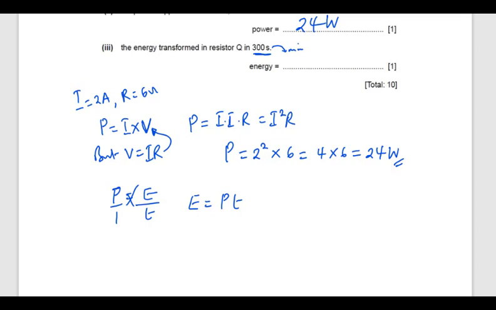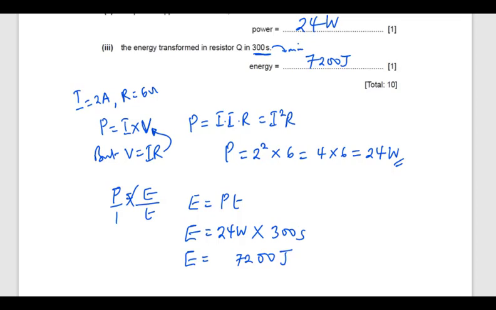So the energy transformed in resistor Q will now be the power supplied to Q, which is 24 watts, multiplied by the time, which is 300 seconds. So if I do this, that is 7,200. Now because it's energy, remember the unit of energy is joules. So the answer is 7,200 joules.